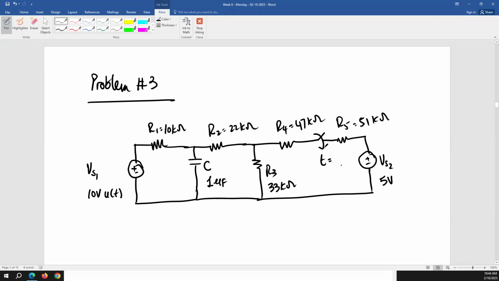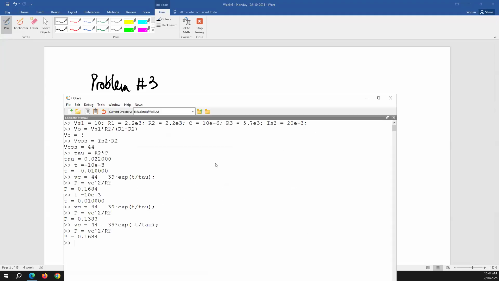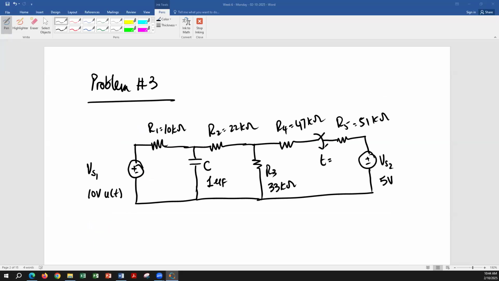Okay. Do some calculation real quick. This one is 10. R1 is 10.